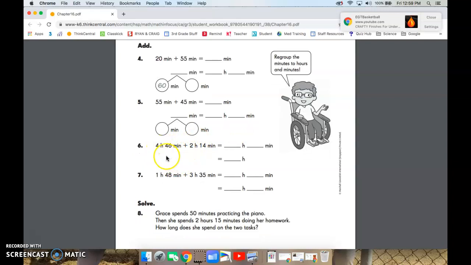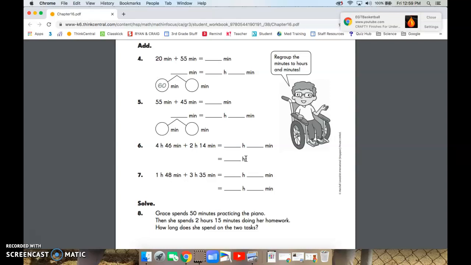Let's do this one. 4 hours and 46 minutes plus 2 hours and 14. So first we have 4 plus 2 is 6 hours. And then we have our 46 plus our 14. That actually equals 60 minutes exactly. So that's another hour, right? So we had 4 hours plus 2 hours gave us 6 hours. And then the minutes gave us our 7th hour. So it's exactly 7 hours.